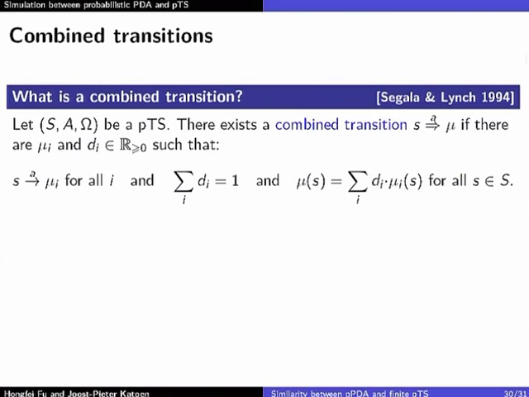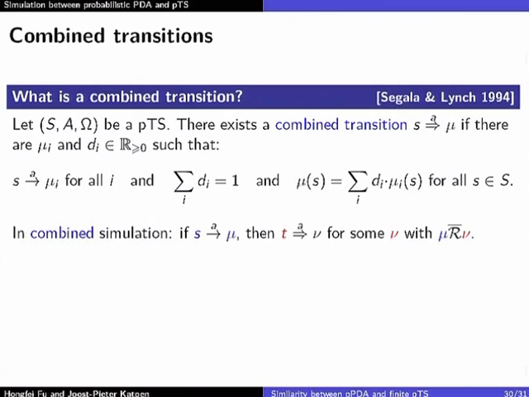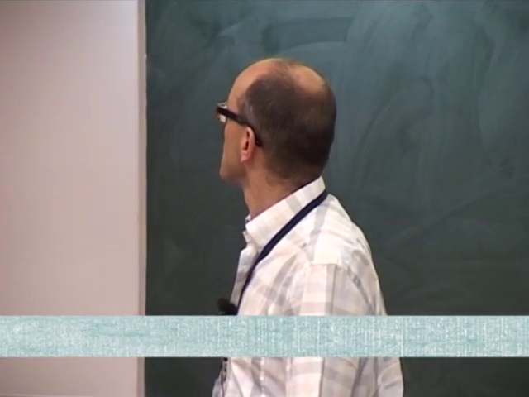Okay? So I have a combined transition from S to a distribution mu if there exists a sequence mu i and di such that there is a transition to mu i, the sum of all the di's equals 1, and mu is exactly the convex combination of the mu i, with di the constant that you multiply with mu i. And in a combined simulation, what you say is the following: if S can do a transition to mu, then T can do a combined transition to nu. So in the conclusion of the simulation, you are more liberal and you allow those combined transitions.